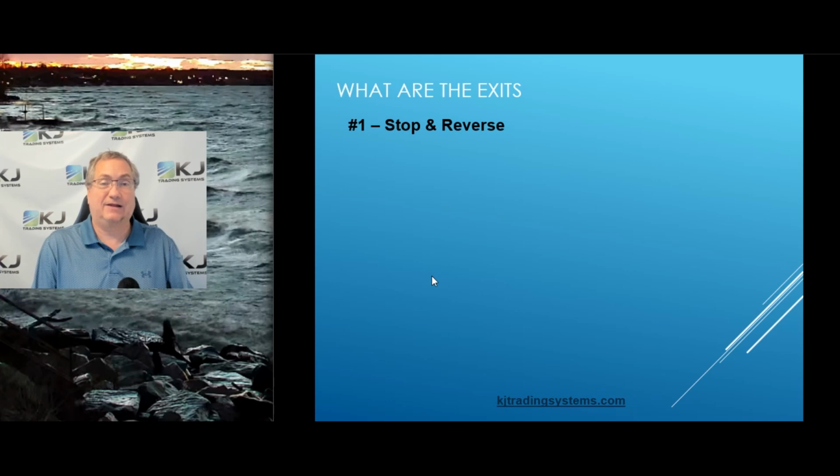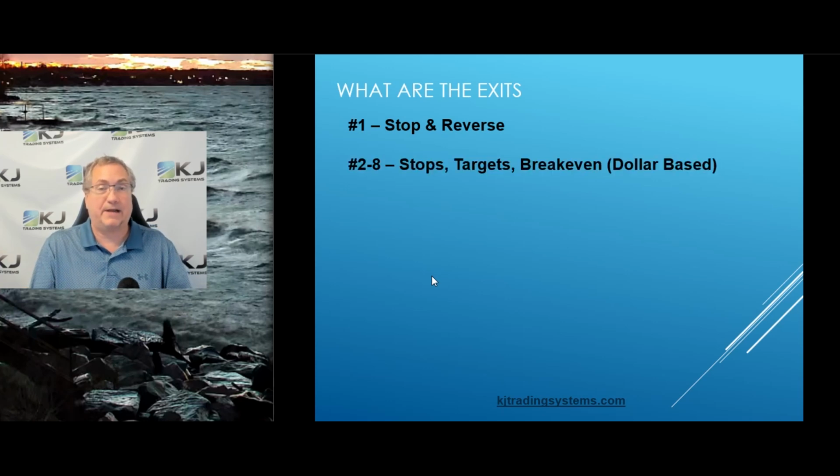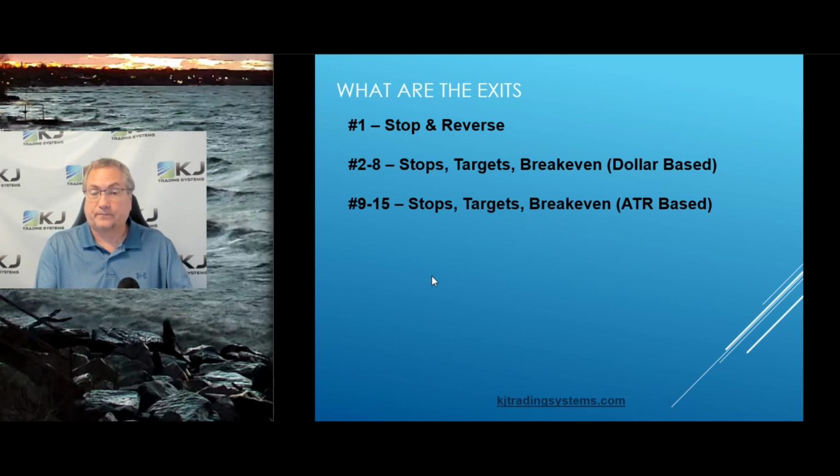So the exits I looked at: stop and reverse. Then I looked at combinations of stops and targets that were dollar-based. If the profit's $1,000, exit. If you hit $1,000 and fall back, get out at break even. I also did those based on ATRs, which is average true range. So, a stop of 2 times the average true range, that kind of thing.